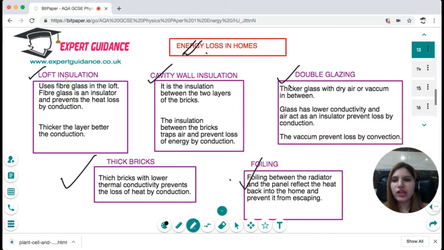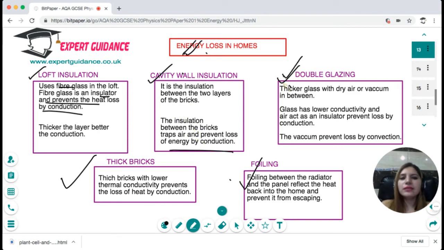Now, what is loft insulation? Loft insulation is where we use fiberglass in the loft. The thicker the fiberglass, the greater the reduction in conduction. Fiberglass acts as an insulator and it prevents heat loss by conduction. In the cavity wall insulation, in between the two layers of brick, air gets trapped, and the air is an insulator and it prevents the energy loss by conduction. So in the cavity wall insulation, we put the insulation between the two layers of bricks.